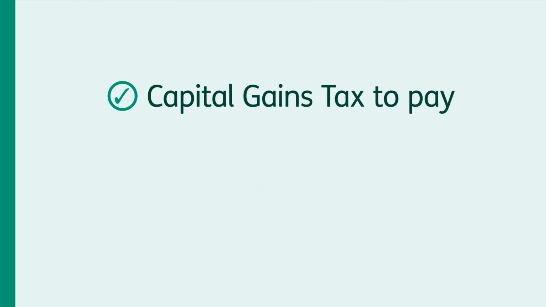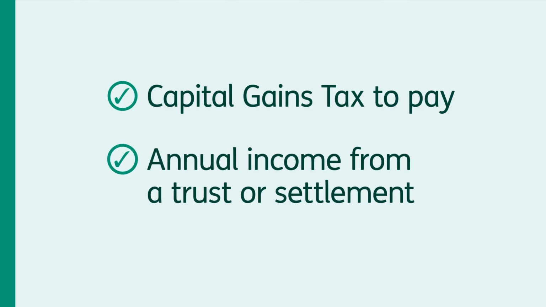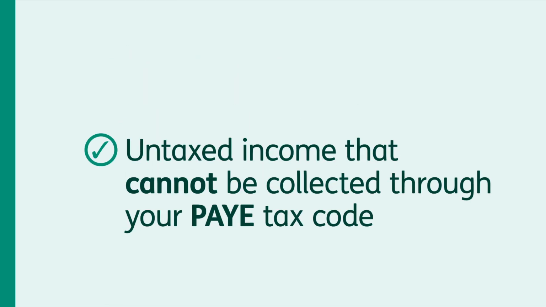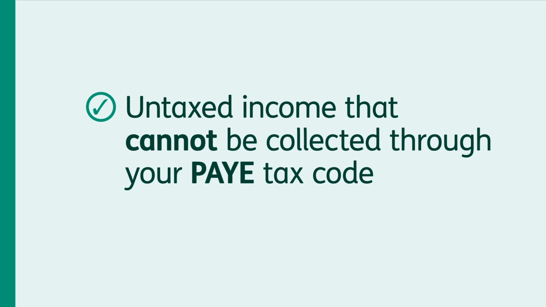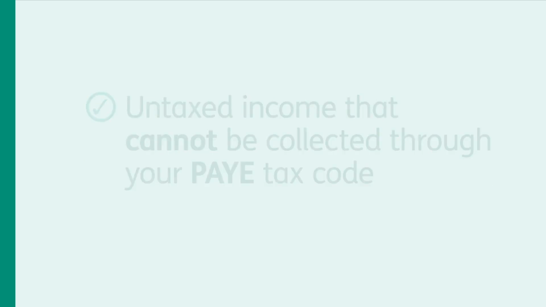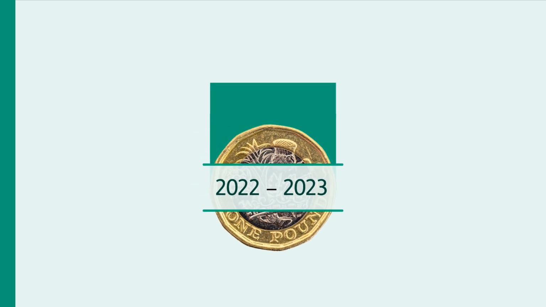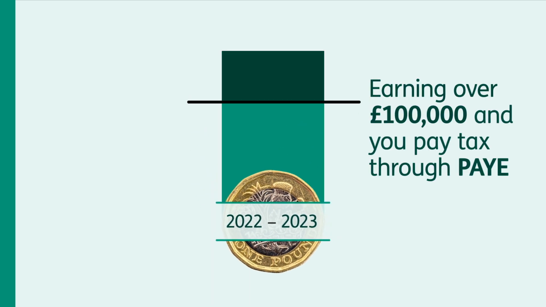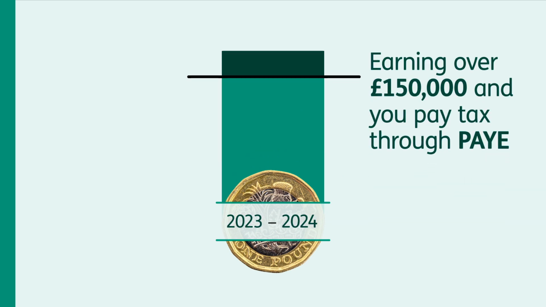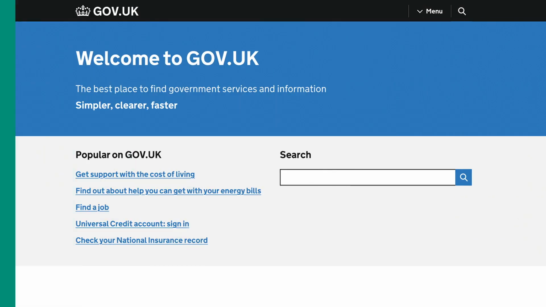You have capital gains tax to pay. You receive annual income from a trust or settlement. You have untaxed income that cannot be collected through your PAYE tax code. Your income for 2022 to 2023 is over £100,000, where you pay tax through PAYE, or over £150,000 for the 2023 to 2024 tax year onwards. You can find out more about who needs to send a tax return on gov.uk.